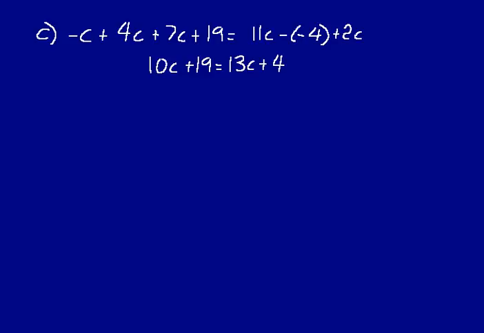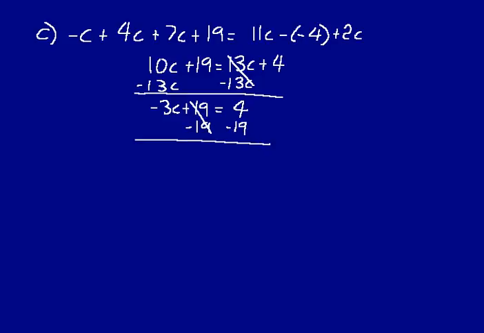Now we have a more simplified form, and we can go ahead and isolate the variable just on one side of the equal sign. So let's go ahead and put it on the left side. We'll add a negative 13c to both sides. That cancels what's on the right. On the left, we have negative 3c plus 19 is equal to 4. Okay, now we can continue to isolate the variable. We could do that by adding a negative 19 to both sides.